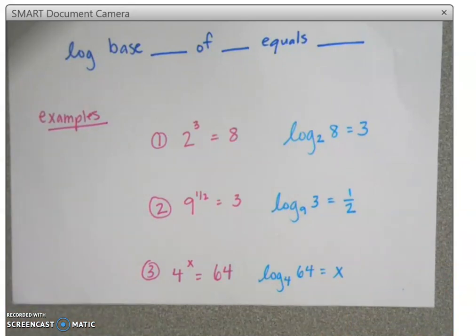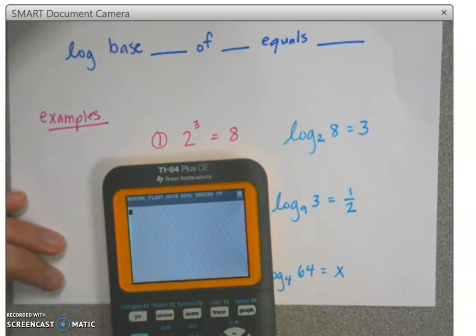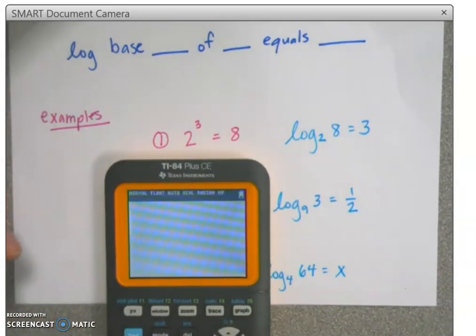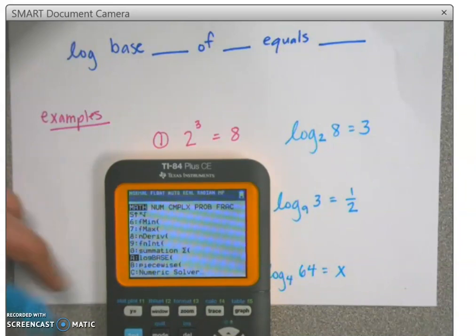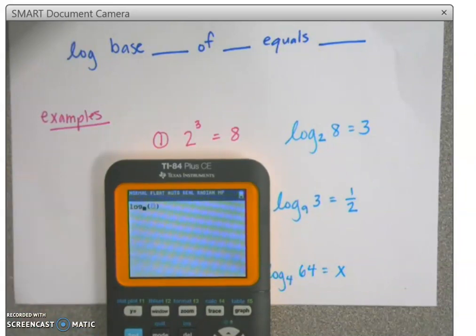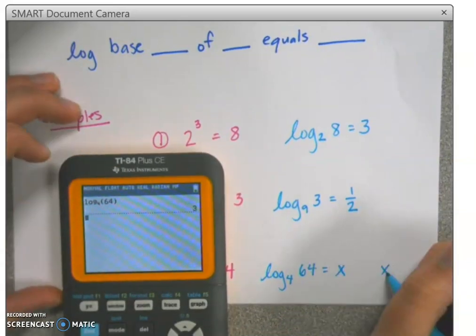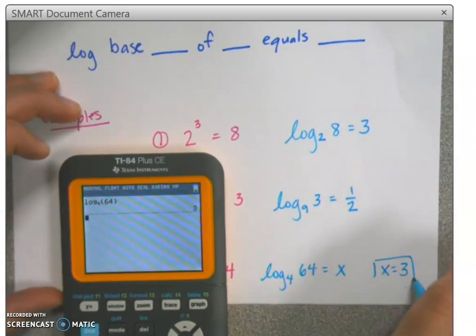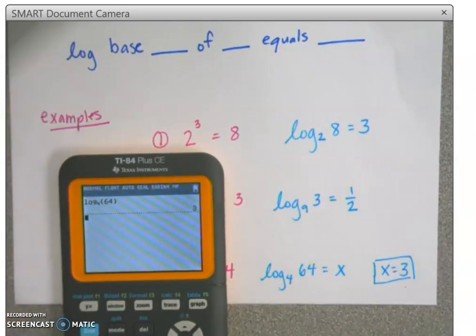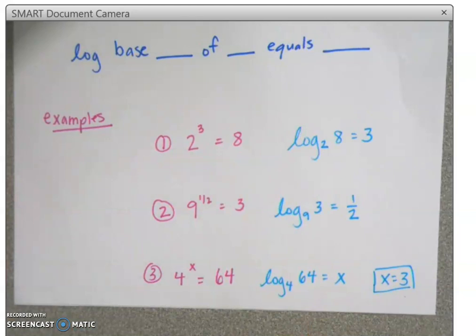I do want to show you how to do this in the calculator real quick. So if you're using one of the school calculators, if you hit math and then arrow up 3 times, you'll see log base. So for this one, I have log base 4 of 64, and the answer is 3. So you can put these right in your calculator, and it solves them for you, but you do have to rewrite them yourself. The calculator will not rewrite it for you. Okay.